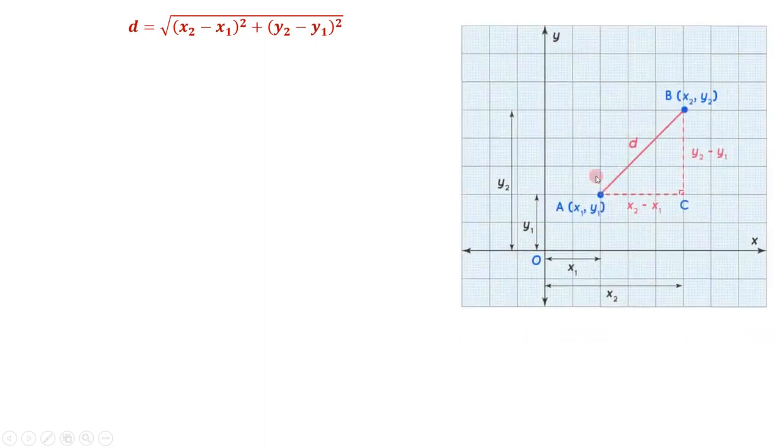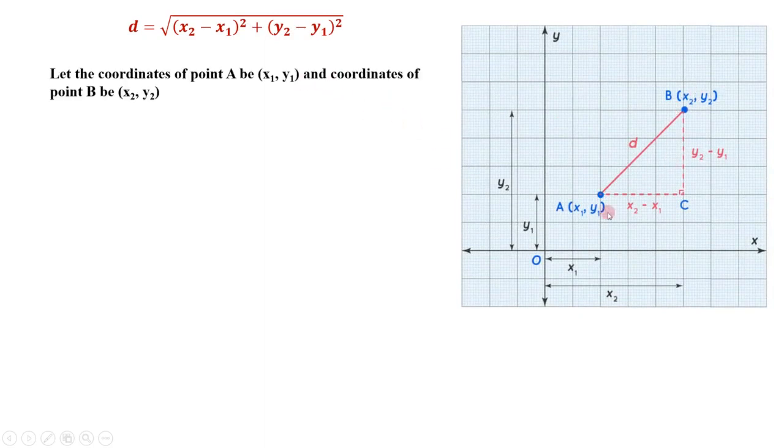So first of all, let us take two points A and B in a Cartesian plane. And let us suppose that the coordinates of A are x1, y1 and the coordinates of B are x2 and y2. Which means that the x coordinate of A is x1 and the y coordinate of A is y1. Similarly, the x coordinate of B is x2 and the y coordinate of B is y2.